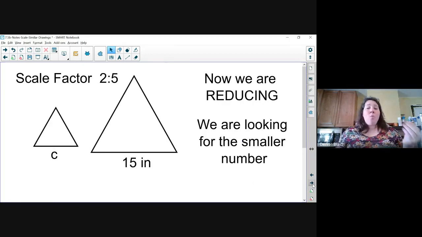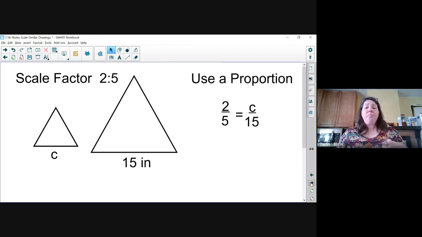If I'm going the other way, if I'm looking to reduce my big triangle and make it smaller, I'm looking for the smaller number. I'm looking for the first number that corresponds to my scale factor, because this 15 corresponds to the 5. I want to figure out what the c is, and c corresponds to 2. Well, I know that 5 times 3 is 15, so I have to multiply 2 times 3. So c should be 6.